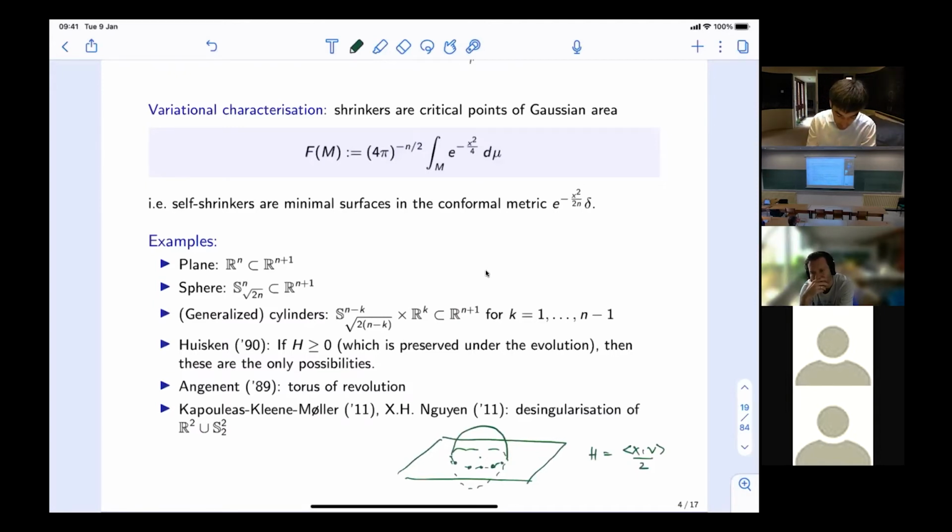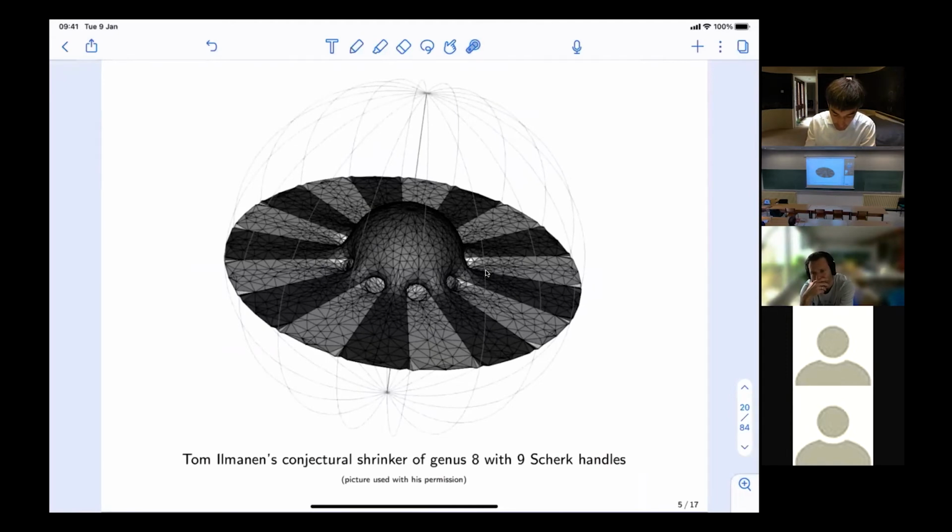This is what Kapouleas, Kleene, and Møller, and Nguyen did. And here's a picture. So this is how something like this would look. Here's the plane. You don't see the part of the plane here in the middle. Here's the upper part of the sphere, and here we look into the lower part of the sphere. If you look from the side, this would look like this. Now we have these holes where we can look into. Then there are these other holes which go the other direction, these ones here. So at the moment we look in through one of these holes, and we see the bottom here.